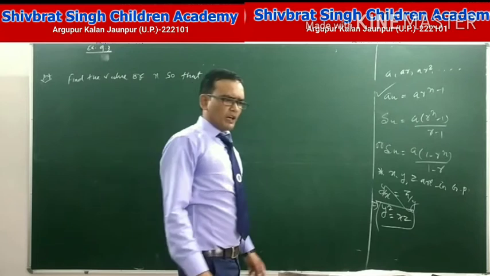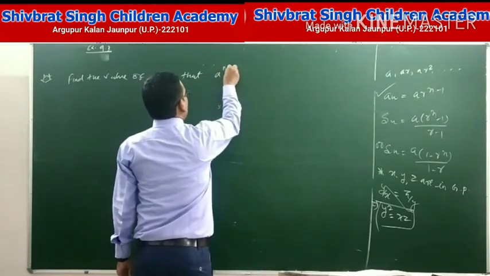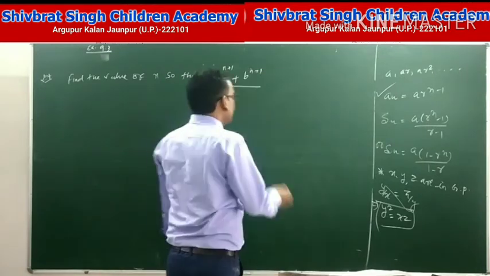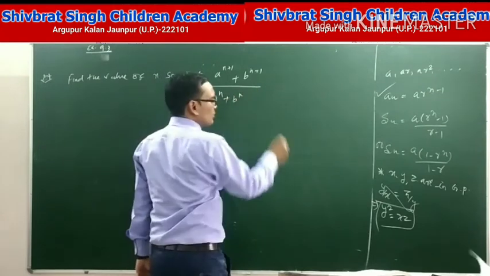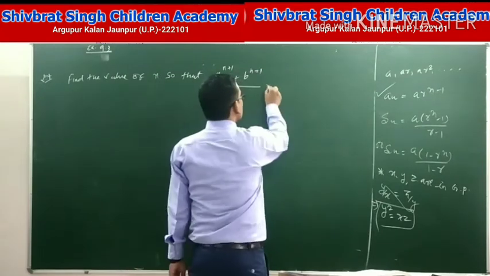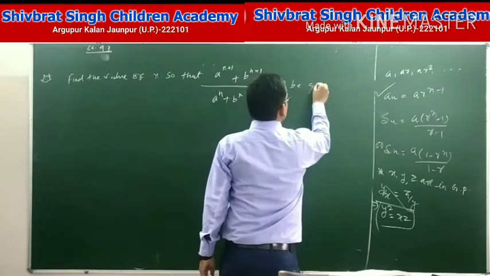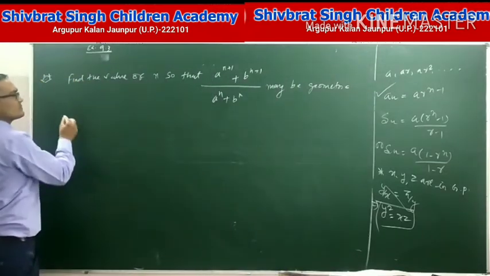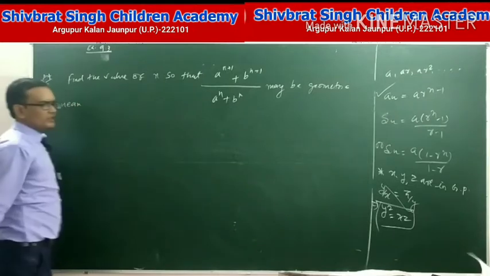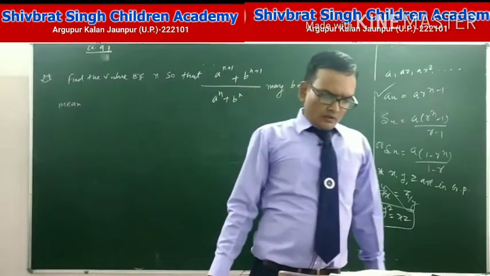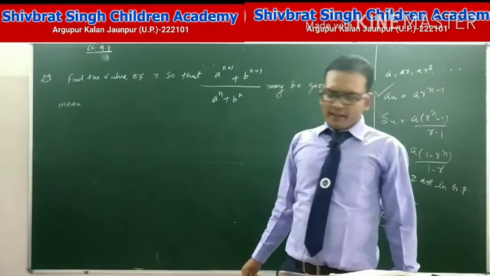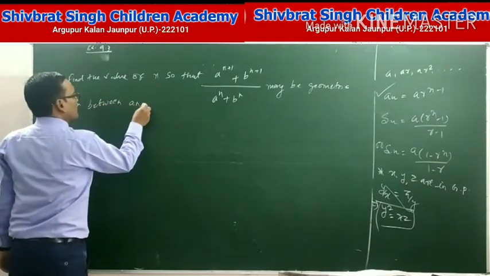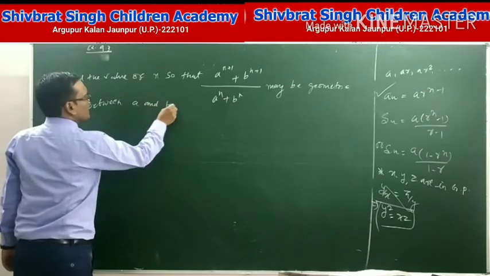so that a to the power n plus 1 plus b to the power n plus 1 upon a to the power n plus b to the power n may be the geometric mean between a and b.